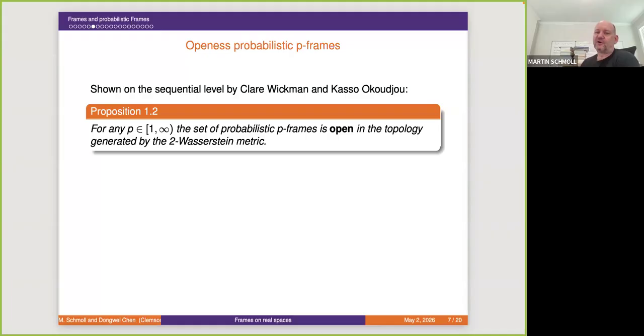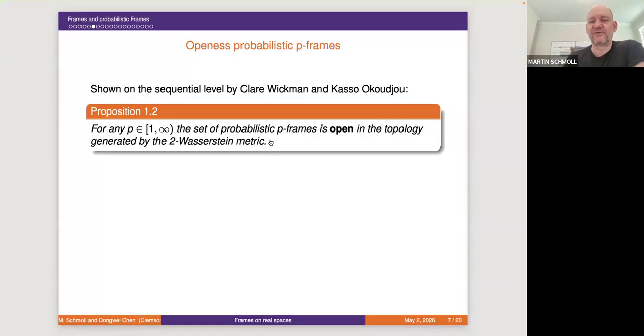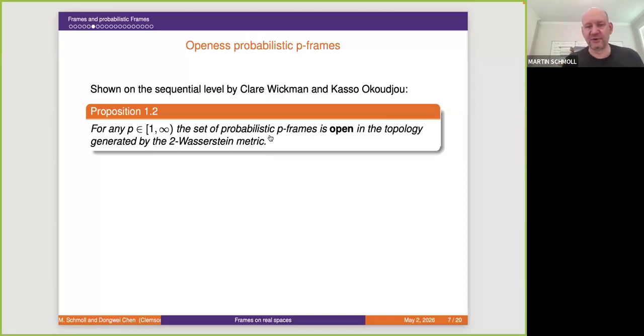This one was there before, but I think our proof is very different, and I think it states what it should say much clearer. Meaning, if you are taking a sequence of measures and you move towards a probabilistic frame, at a certain point you will have a probabilistic frame, and that goes for any p. So that's a very good thing to know.